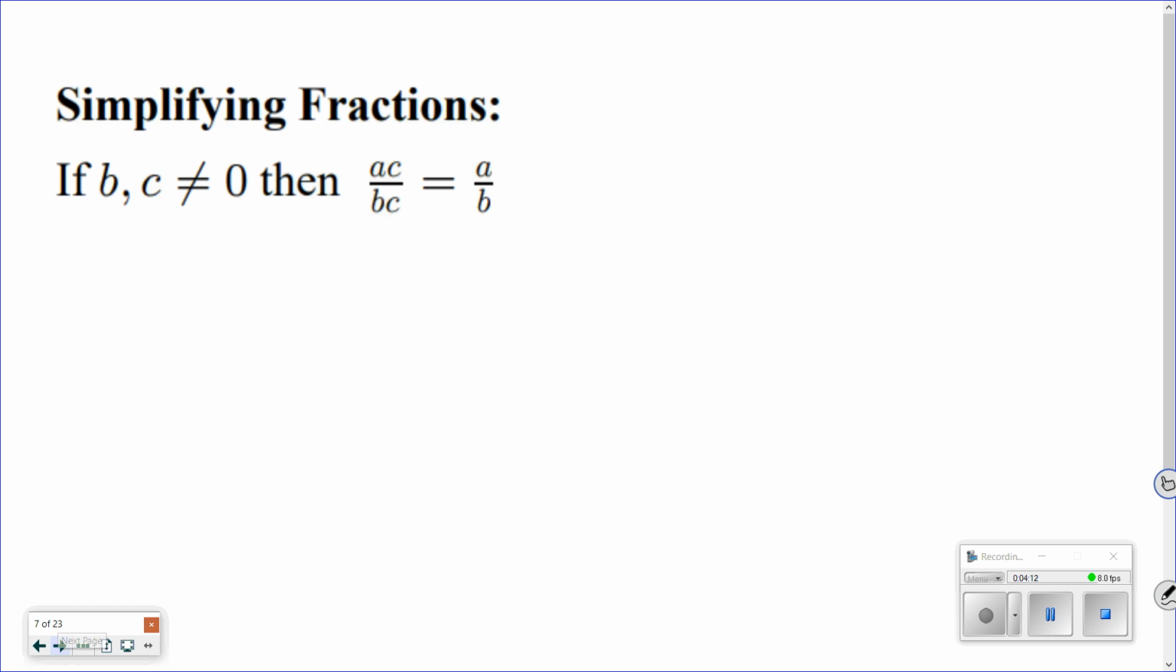That's going to be helpful for us too, going the opposite ways. We can simplify fractions. If I have a times c and b times c, I can reduce those c's or simplify them and just have a over b. So an example of that is this.